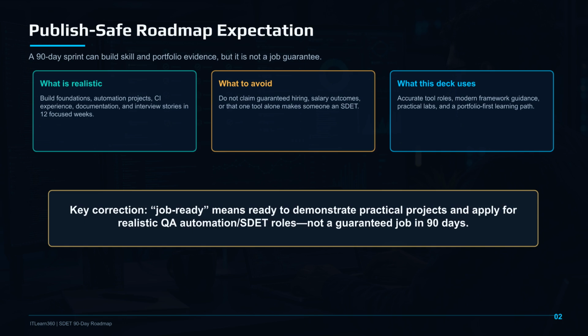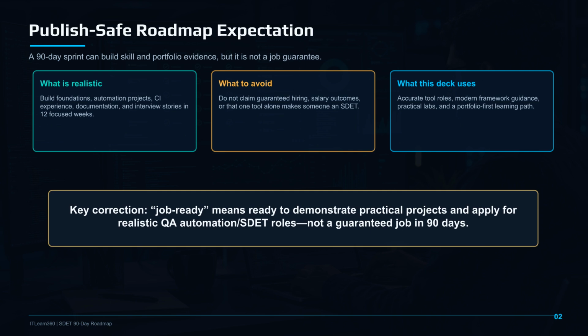The realistic goal is to build evidence, code repositories, test scripts, API automation, a framework structure, CI pipeline runs, reports, and clear documentation. The roadmap also avoids unsupported claims. We will not say that one tool alone makes someone an SDET, and we will not use salary or hiring numbers without verified data. A better way to think about this plan is simple. In 12 focused weeks, you can become prepared to demonstrate automation skills professionally.